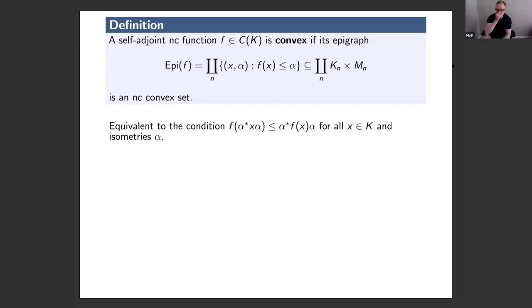And it looks like what I've got on the screen. So f of alpha star x alpha, if you pull out the alphas to the outside of the function, then you get that inequality. So it's less than or equal to alpha star f of x alpha.